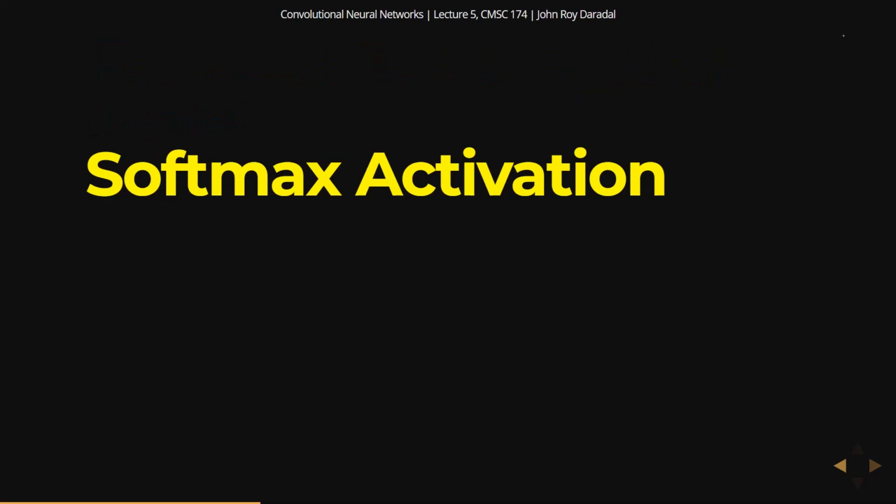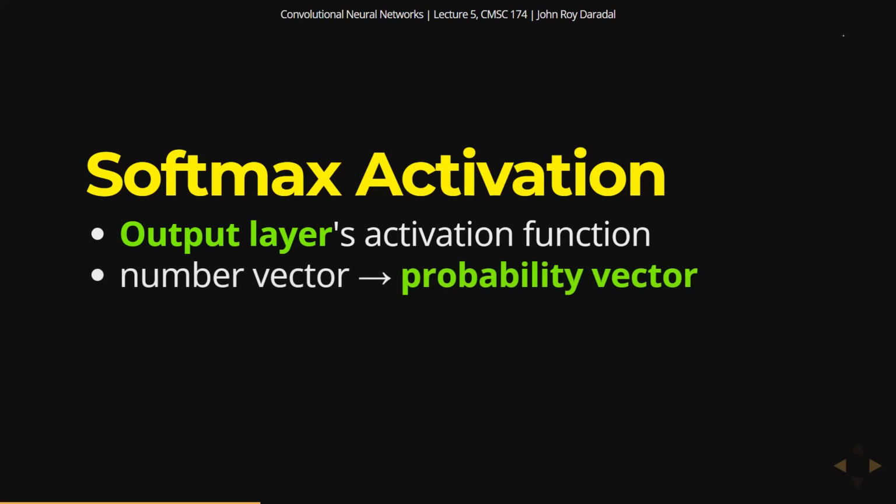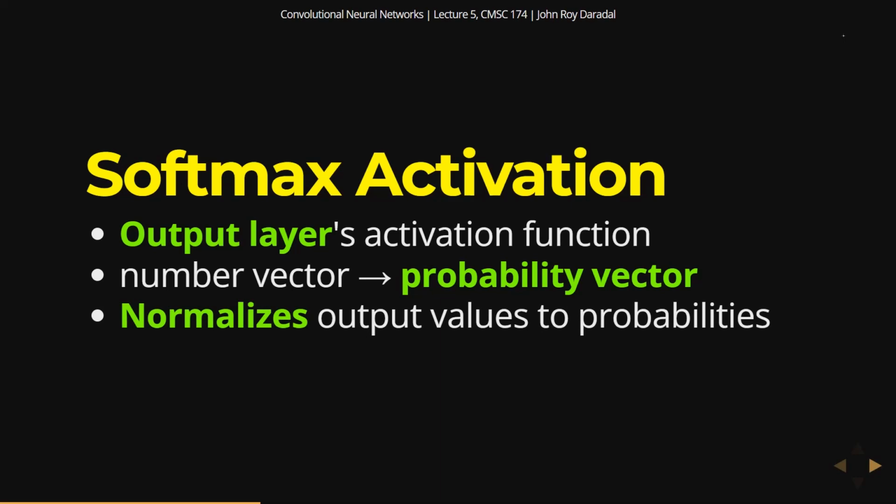Now we also need to be aware of the softmax activation. What is this? This would be the output layer's activation function. Okay, so when we reach the output layer, we usually add a softmax activation on top of it, because since we're doing matrix multiplications, there will be a bunch of numbers, right? So the final number vector in the output layer will be converted into a probability vector. Okay, so you're kind of normalizing the output values into probabilities.